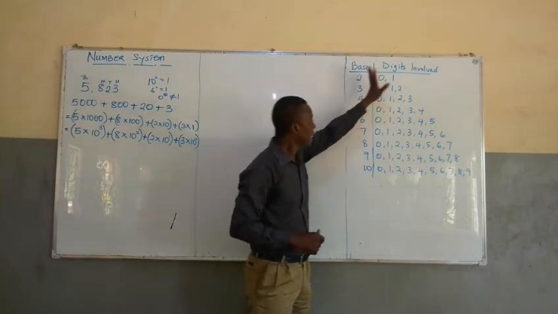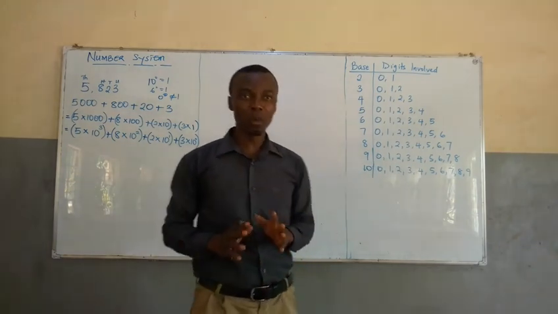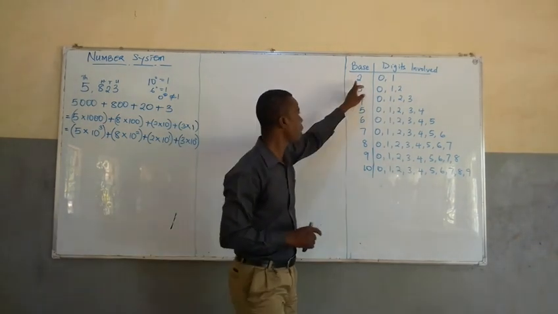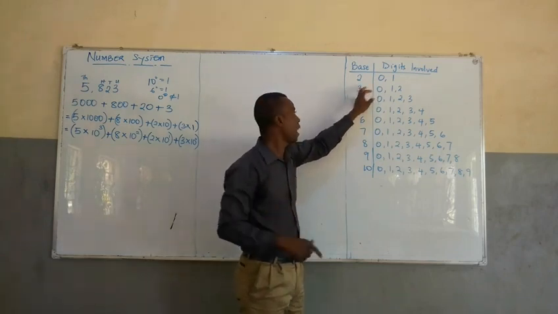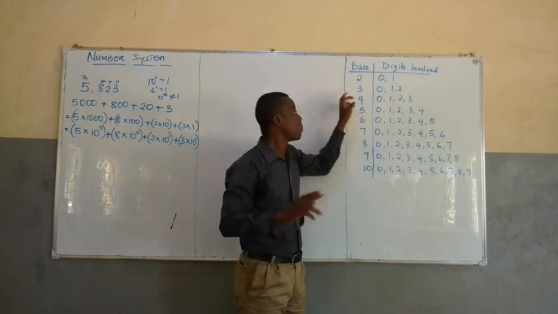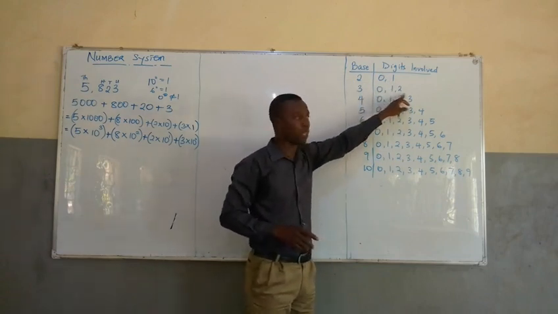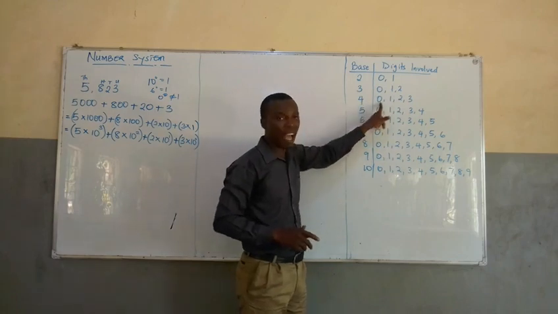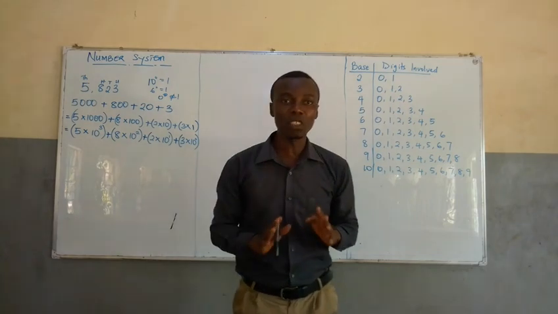So now, these are the digits that are involved in writing numbers according to their bases. When we have numbers in base 2, the digits you find there are 0 and 1. If they are in base 3, the digits you find there are 0, 1, 2. If they are in base 4, you find 0, 1, 2, 3.